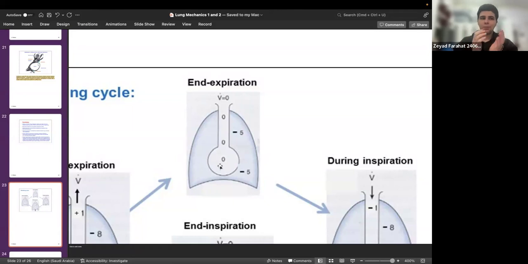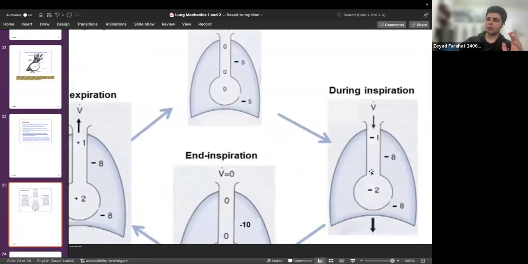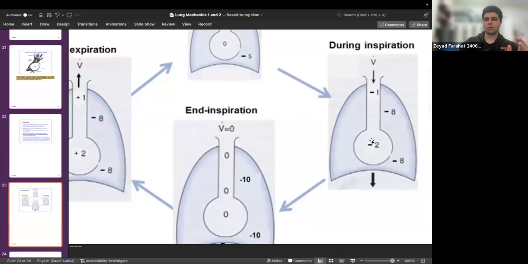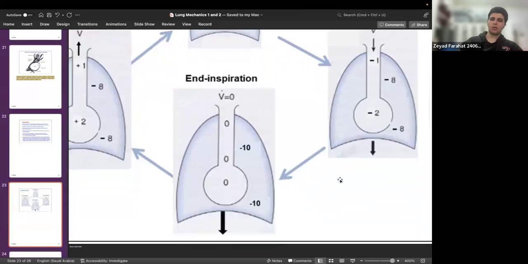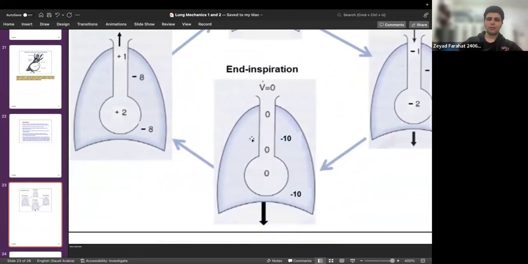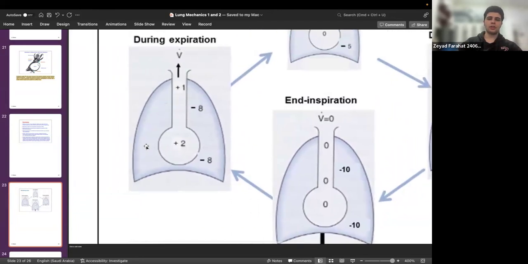So how do we create the pressure difference? We create it by increasing the volume. So increase the volume, you have a pressure difference or a pressure gradient. The air flows along the pressure gradient from the higher atmospheric pressure to the lower pressure, and so you're filling up the volume, filling up the lungs with new air. And after that, you're done doing that.